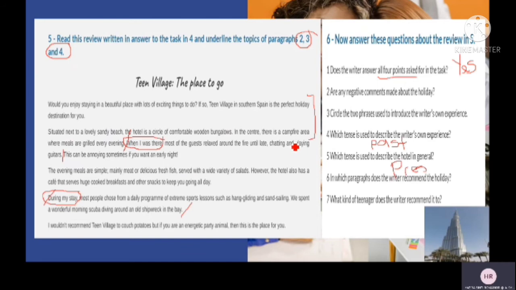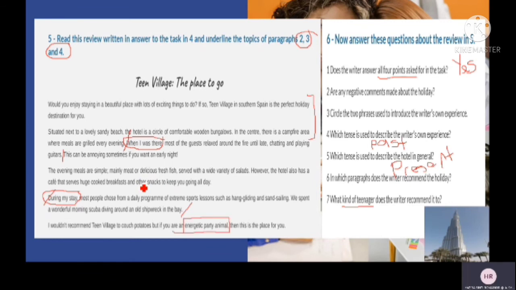So in which paragraph does the writer recommend the holiday? Of course, in the last paragraph. What kind of teenager does the writer recommend it? So what kind of teenager? So is it all teenagers? All kind of teenagers? No. So those, alright, energetic party animal. Those who love adventurous activities, this is the right place for them to go.